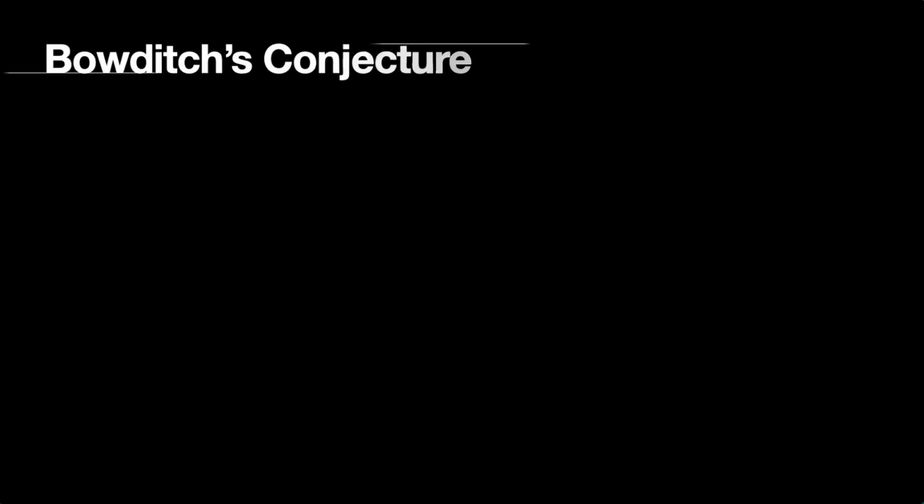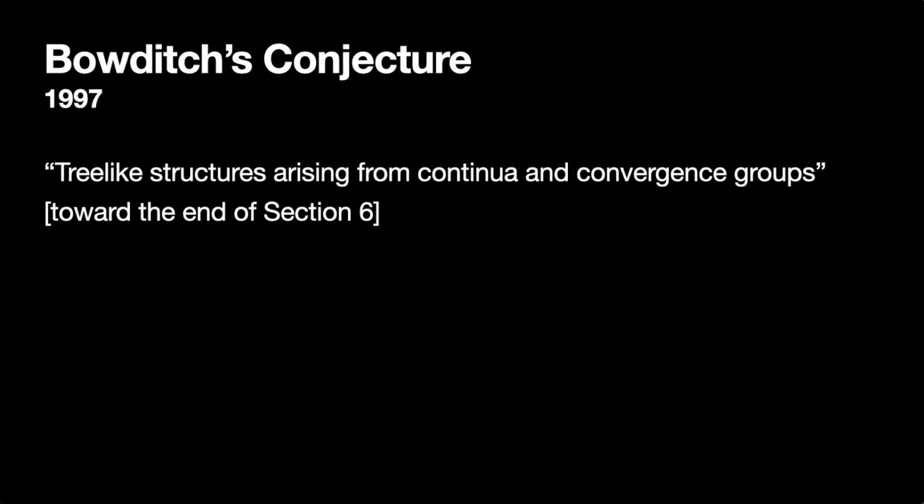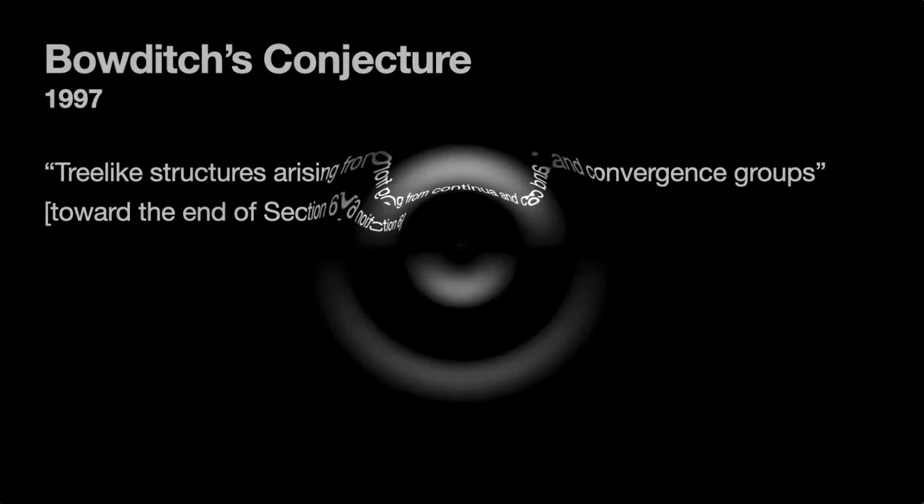The problem stems out of a conjecture made by Bowditch as early as 1997. One may find a statement of it in his paper Tree-like Structures Arising from Continua and Convergence Groups toward the end of section 6. As we proceed through this talk, I will discuss more about this conjecture. But first, let me tell you a little bit about geometric group theory.